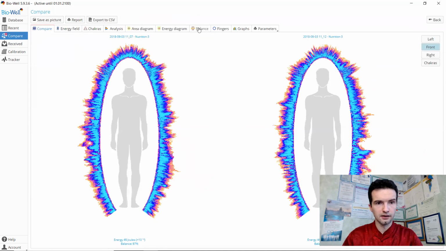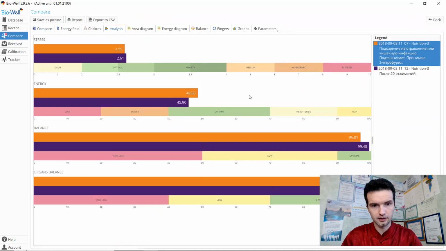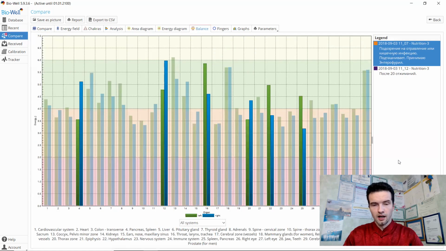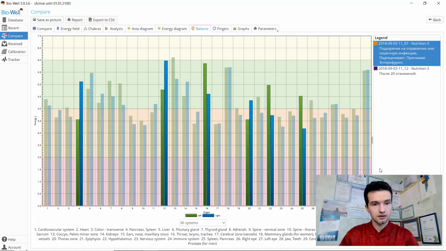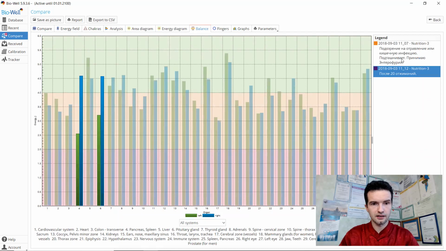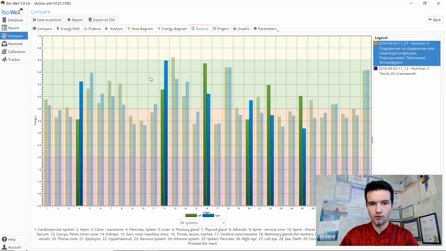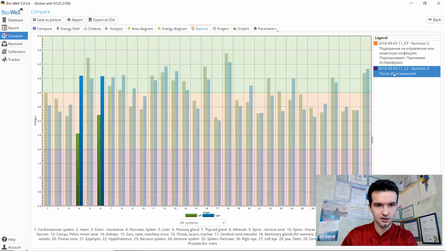And I looked here at the general parameters, nothing special. But when I went to the balance chart, I found out that after the exercises, sector number 4 here, pancreas, spleen, were highlighted. All the rest disappeared. It was before, and it has even increased the imbalance.